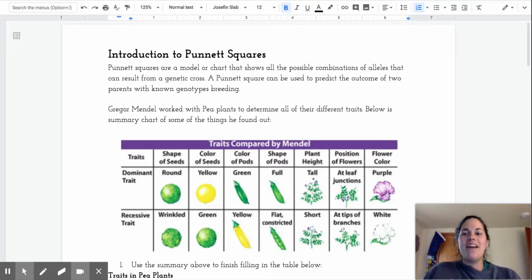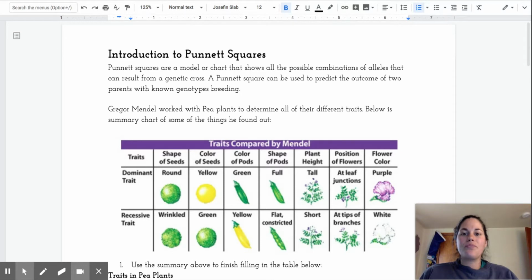Hi everyone, this is an introduction to Punnett squares video. So in the Gregor Mendel activity that you did, you were introduced to Punnett squares. But let's do a little bit more practice with this vocabulary and with these Punnett squares.